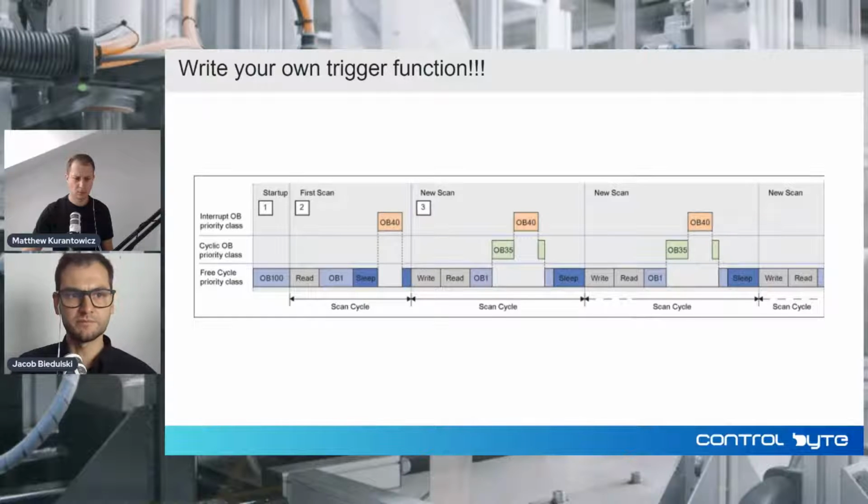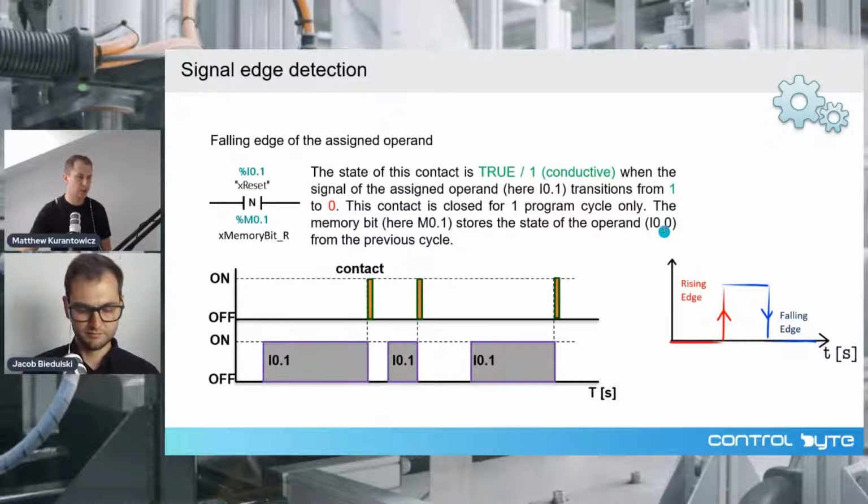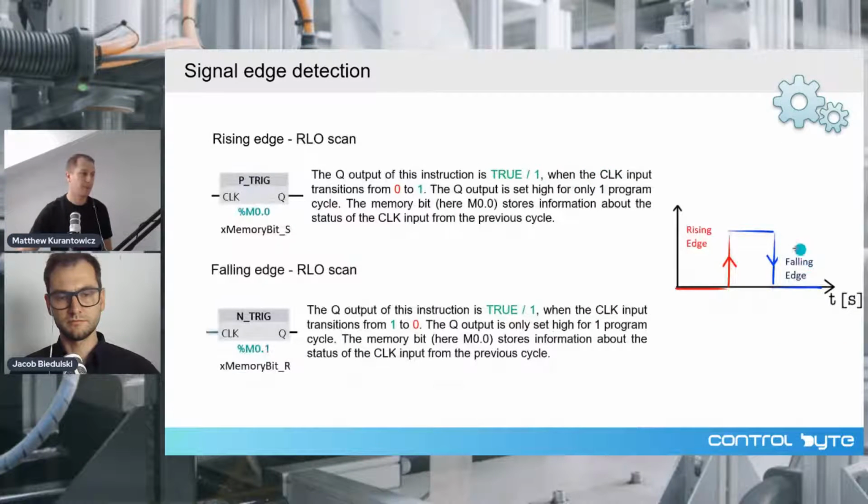Okay, let's move on with the presentation. Okay, negative edge detections instruction. We have covered this topic, so let's move on. Yeah, this is the same as positive edge detection, but this is for negative edge detection. So we detect transition from the high state to the low state.